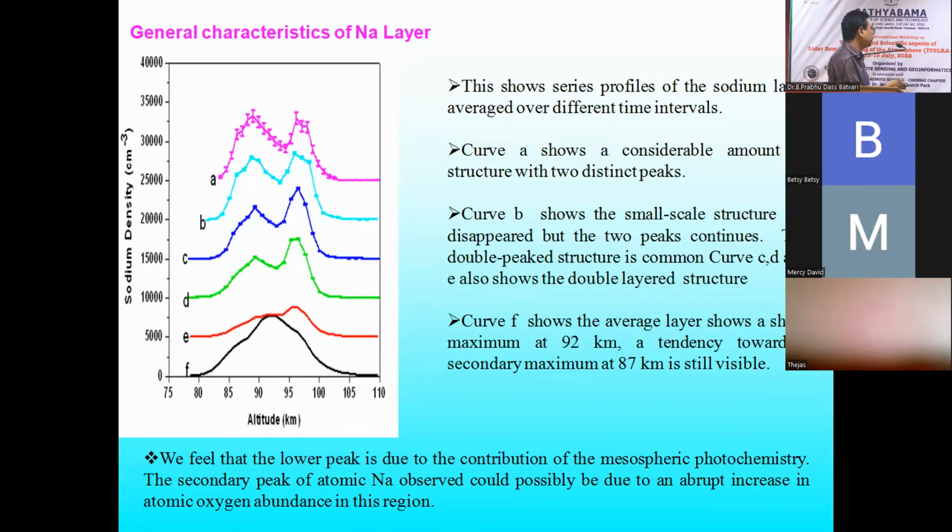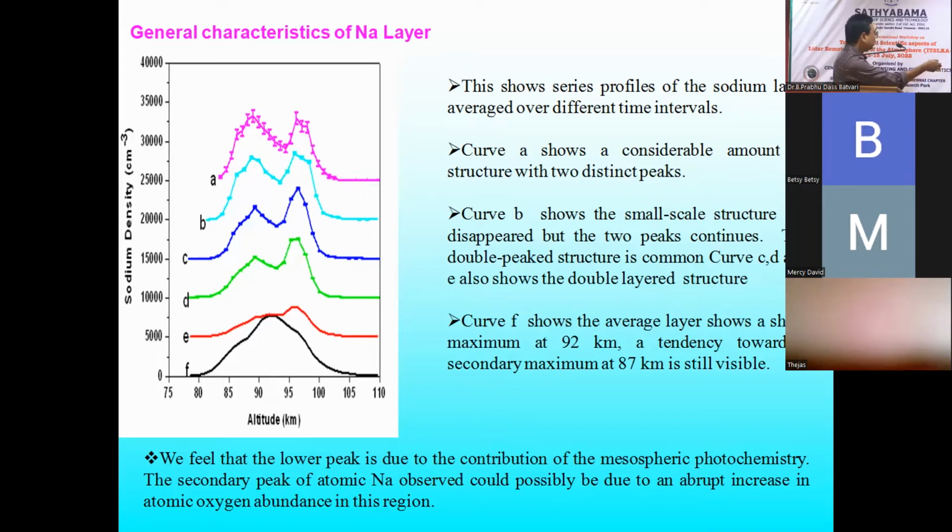The second plot represents a 1 hour average, the third profile represents 4 hours, and the next one is throughout the night. E represents the 1 month average, and the bottom curve represents the 1 year average. What I want to convey from this figure is that you can see clearly in all these curves we have observed 2 peaks, a primary peak and a secondary peak. Throughout our period, the primary peak is observed at approximately 92 kilometers.